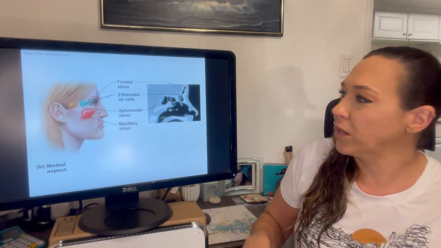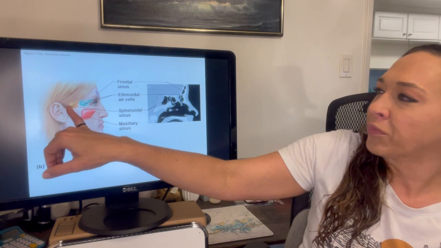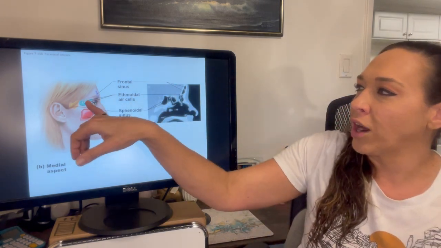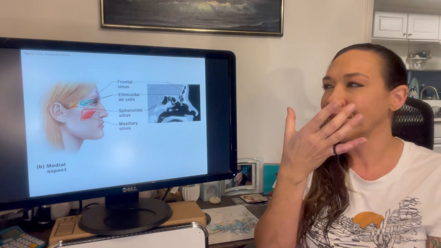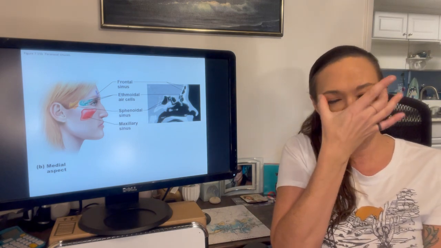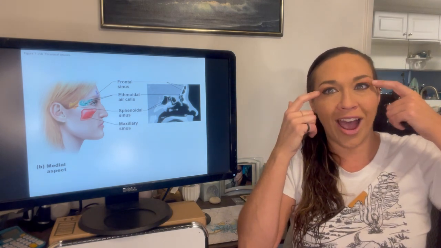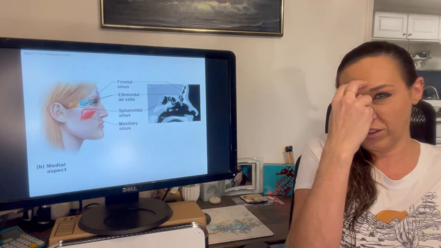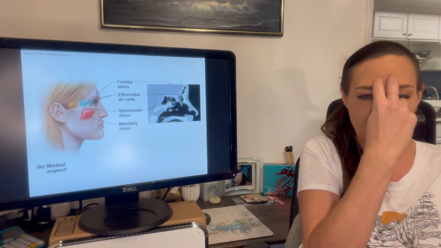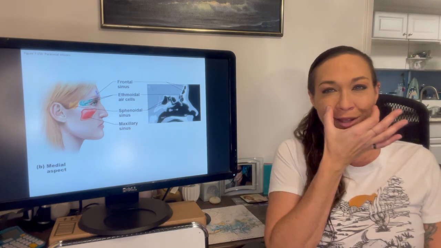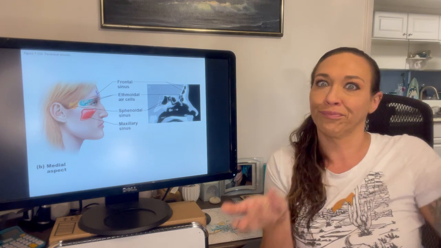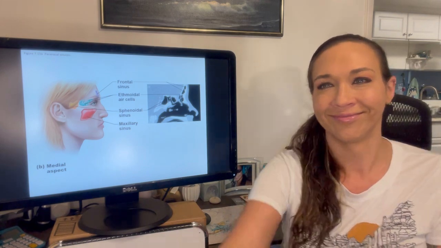Looking at a medial aspect of this, we've basically got, again, our sphenoid sinuses. That's going to be right here. We've got our ethmoid air cells. They're kind of going, it's almost like behind the eye. So if you've ever had a headache behind your eye, that's going to be these guys right here, the ethmoids. You've got your frontal sinuses. Sometimes you get a sinus headache that can be right there in the front. And your maxillary sinuses right here. I know when I get migraines, it's pretty much for me, it's here and here. I know. Lucky me.